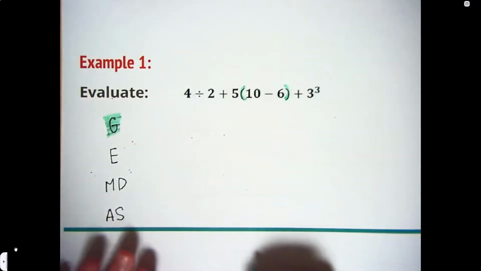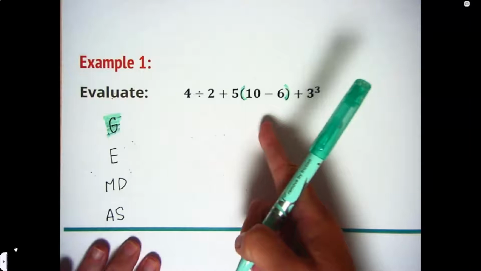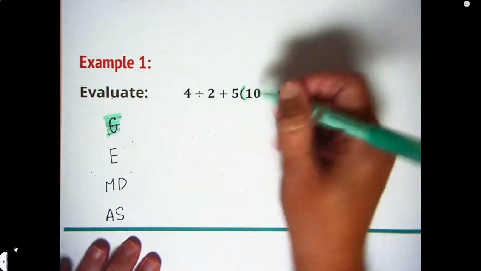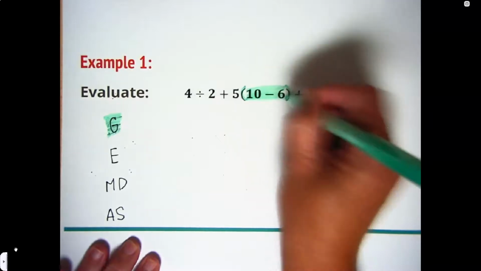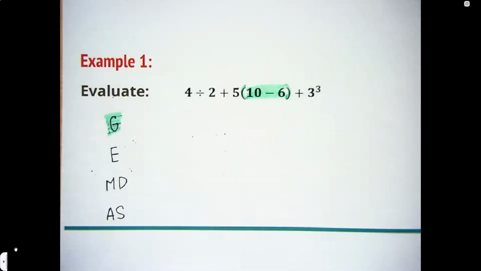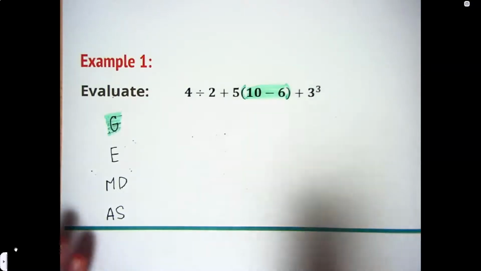Inside of those grouping symbols, there's only one thing to do: 10 minus 6. So I'm going to do that first. Now, I'm making a big deal about the fact that there's only one thing to do in there because we're going to look at a problem in a minute where that's not the case. All right, so here we go.